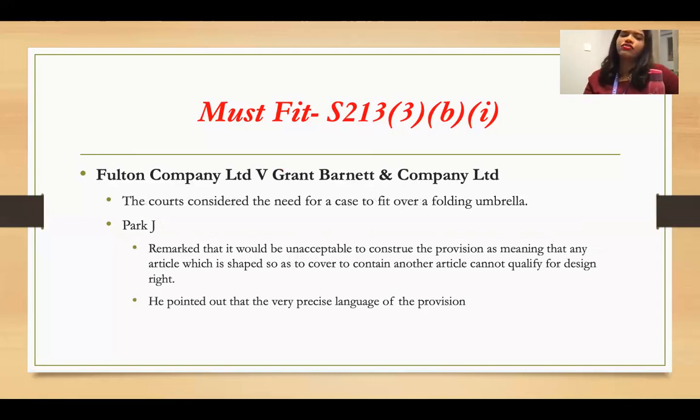Okay. The case of Fulton also spoke about must fit, where they were talking about a folding umbrella. What about the folding umbrella is that the court said that if I allow, just for example, an umbrella to fold, if I allow this way to be protected, what will happen is nobody can come up with a folding umbrella. Only one person can come up with a folding umbrella. So now I hope you get a picture of why the courts will always take into account whether this must fit is important to fall within the exclusion.